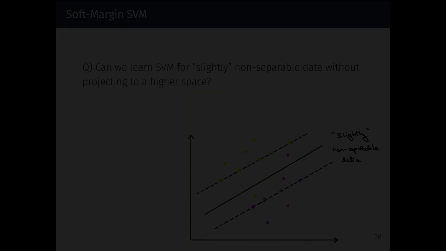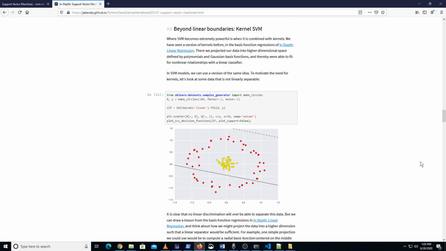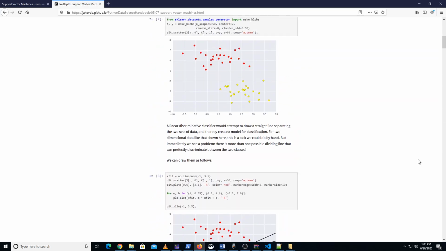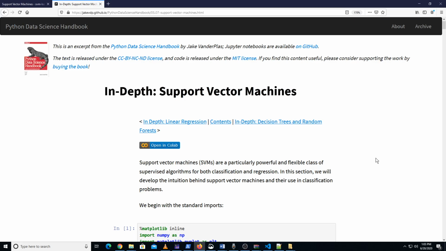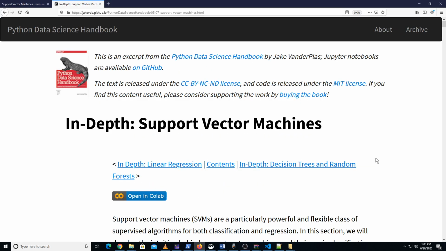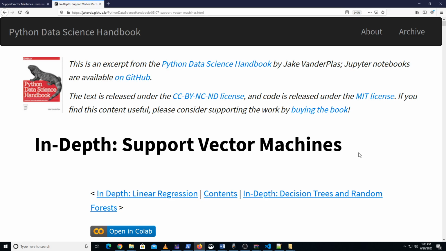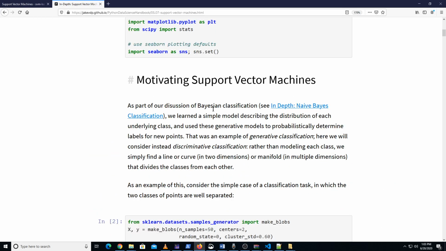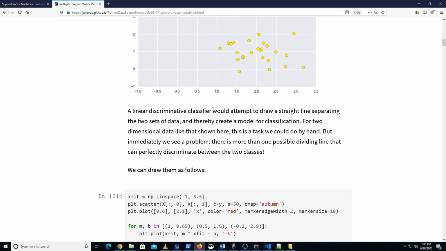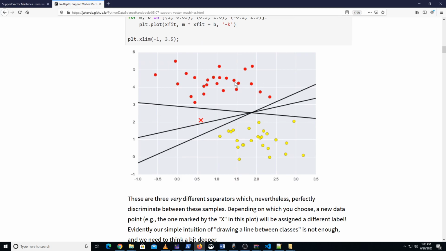And finally, before we end today's lecture, I'll go through an excellent resource, which is this book by Jake Vanderplas called Python Data Science Handbook, and it has a very interesting chapter on support vector machines. Through this notebook I'll also go through and revise all of the things that we've studied thus far in support vector machines.